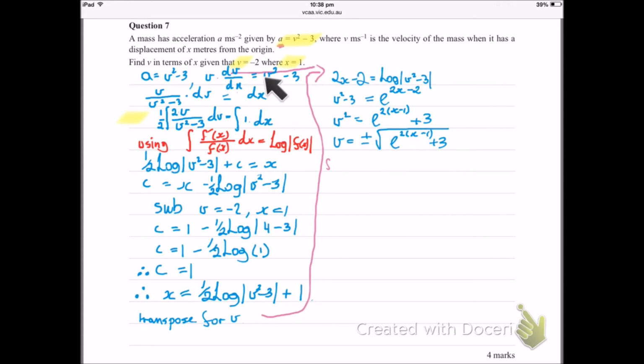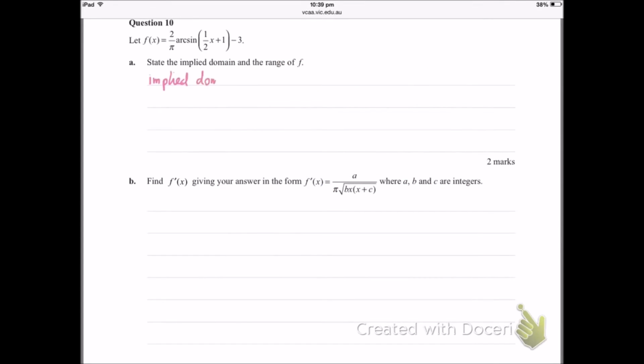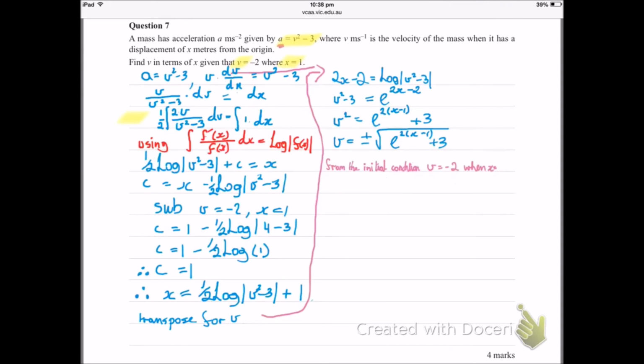Well, coming back to the initial condition, look here, this is a little information telling us that v has to equal negative 2 when x is 1. So considering the initial condition, we must have v as the negative version of that square root. Okay, alright, so very important.